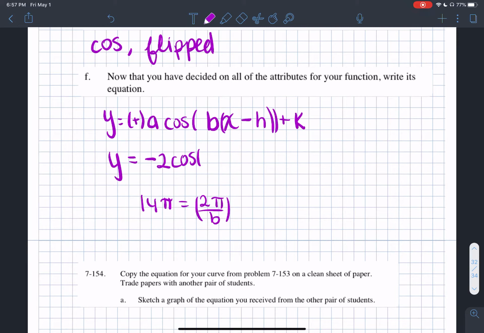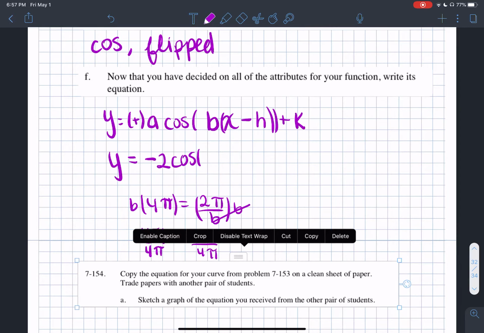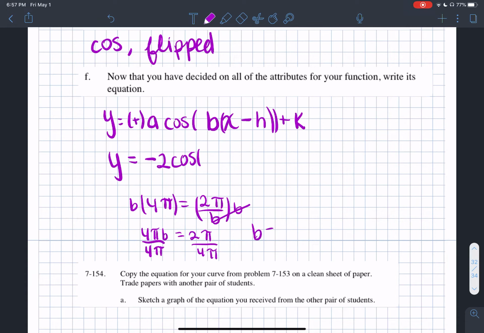First, I'm going to multiply both sides by B to get 4 pi B equals 2 pi. And then I'm going to divide both sides by 4 pi to get that B is equal to 1/2.